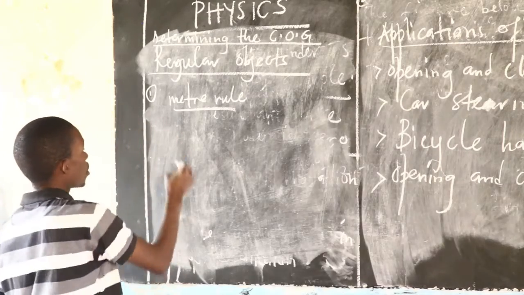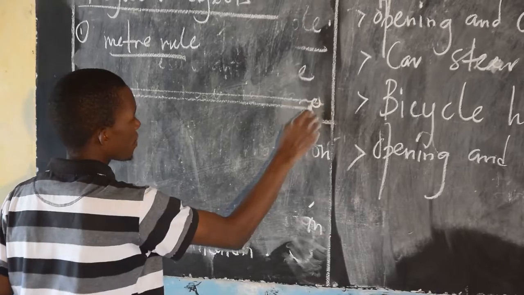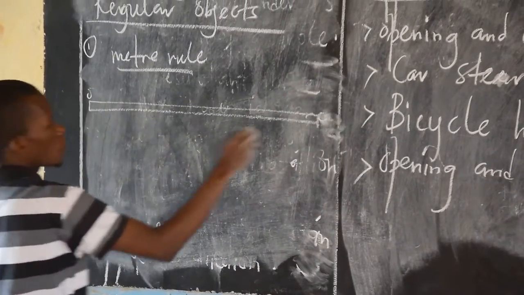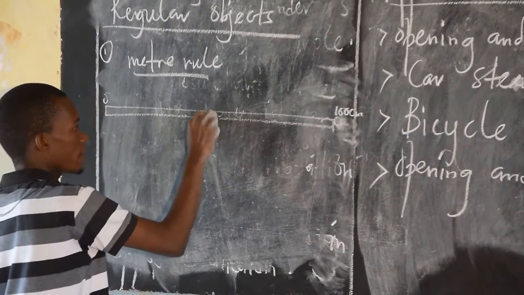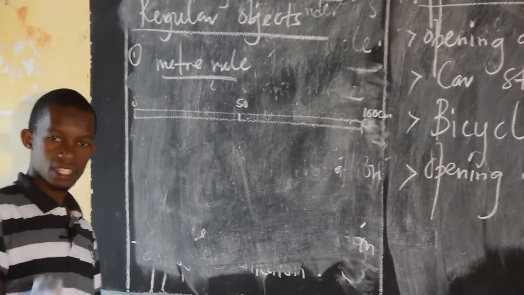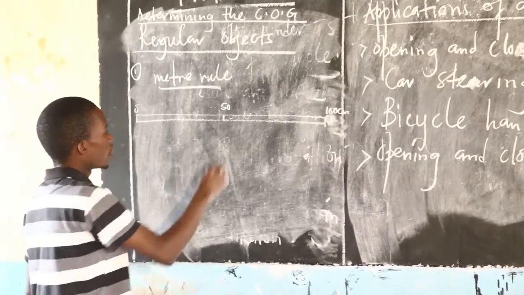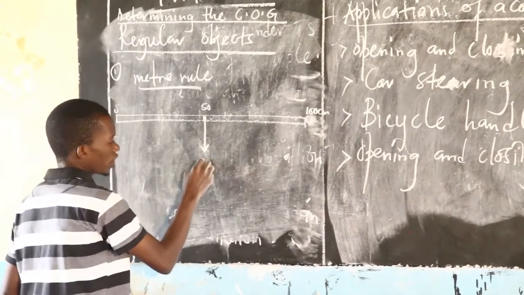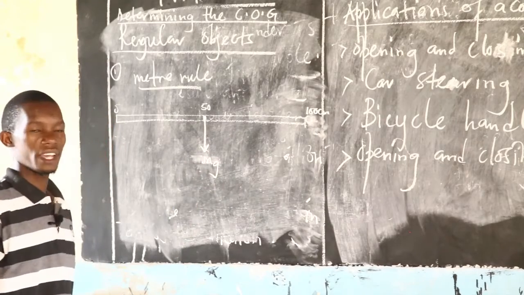So the meter rule, if you have a uniform meter rule, for us we use the uniform meter rule in our lab there. From 0 to 100 centimeters, its center of gravity must be at 50. Mark it in the middle. This is the center of gravity, acting in the middle. That's why the weight mg is acting there.